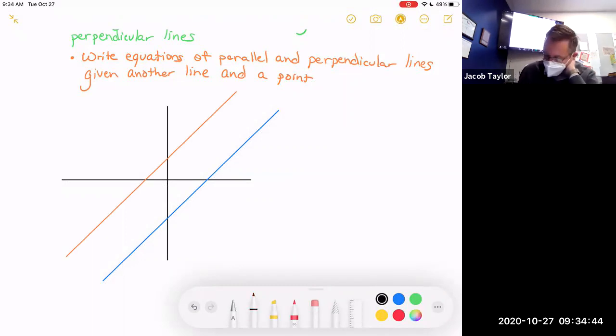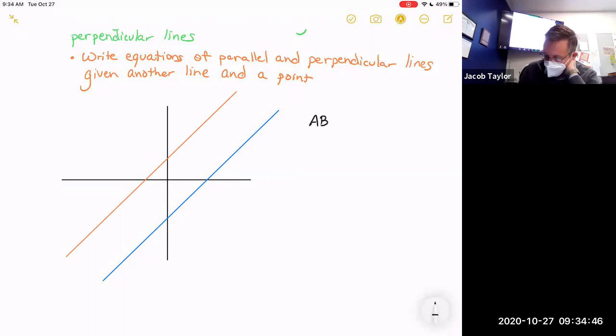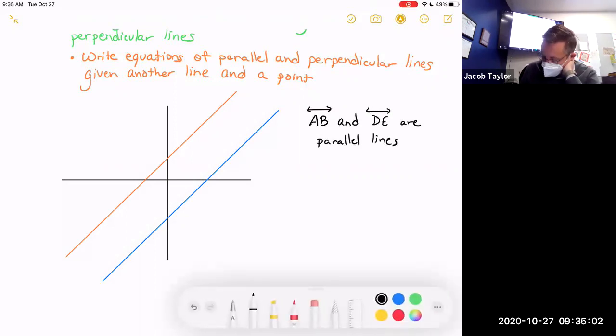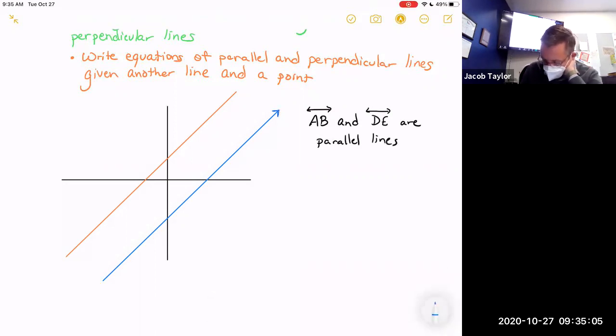So these are parallel lines. I'm going to label them in just a second. AB and DE are parallel lines. So they're going in the same direction. They go on forever and ever. So I'm going to put these arrows on. They don't intersect. Point D is going to be (0, -4). Point E we'll put up here is going to be at x equals 6.